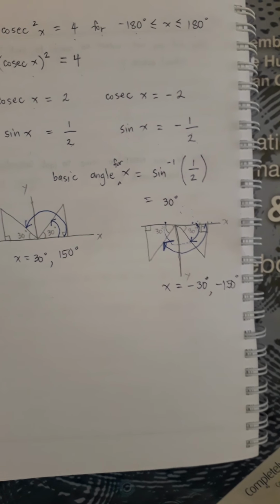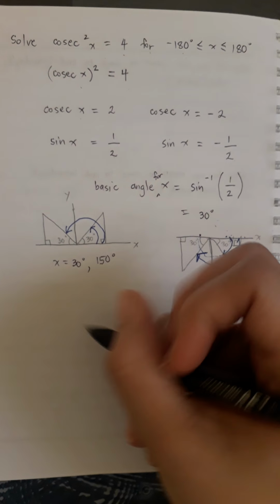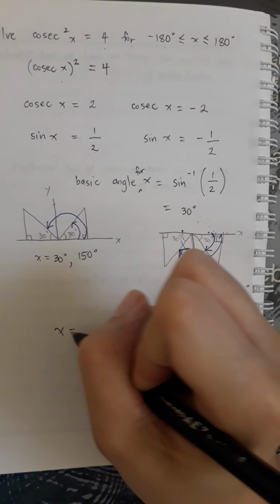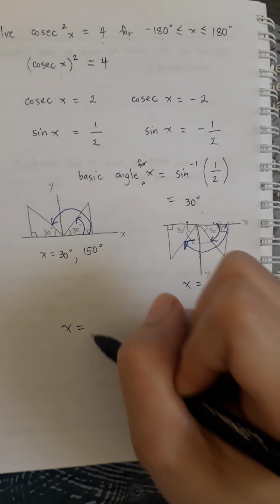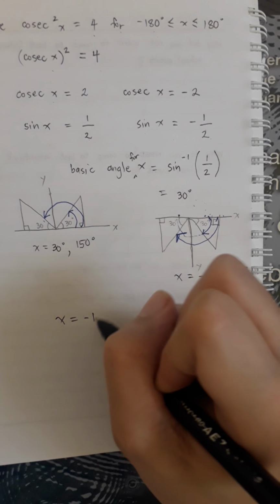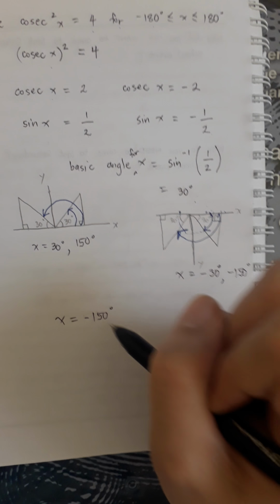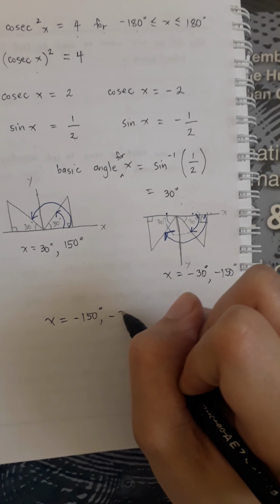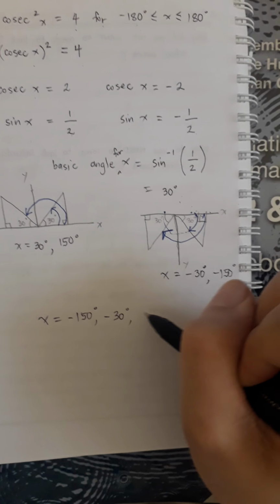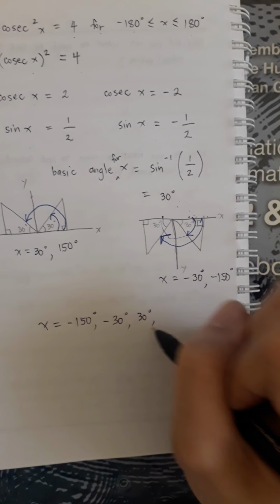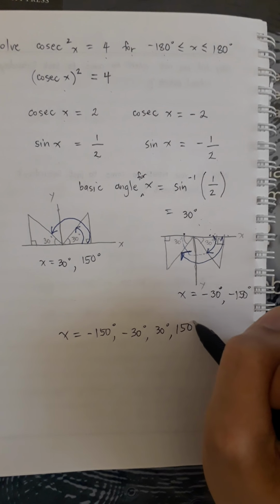This means there are 4 values of x for this particular equation. And these, arranged from lowest to highest, are negative 150 degrees, negative 30 degrees, 30 degrees, and 150 degrees.